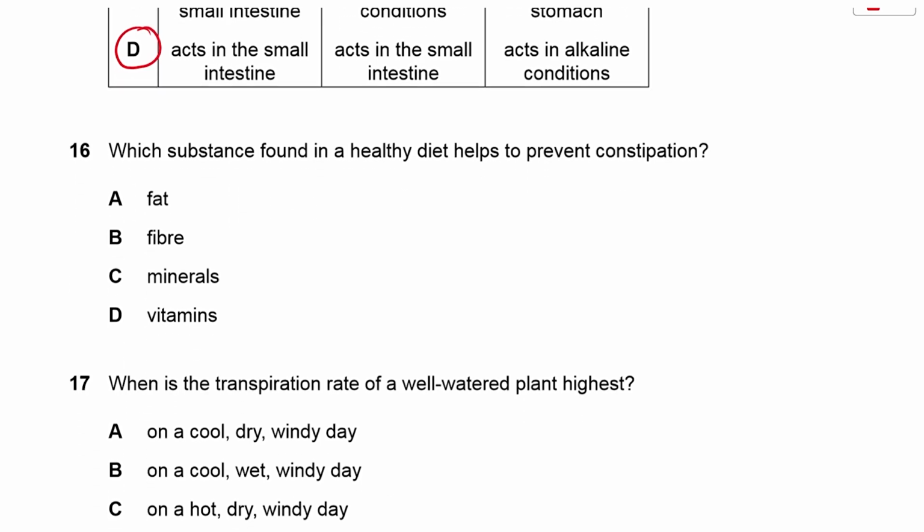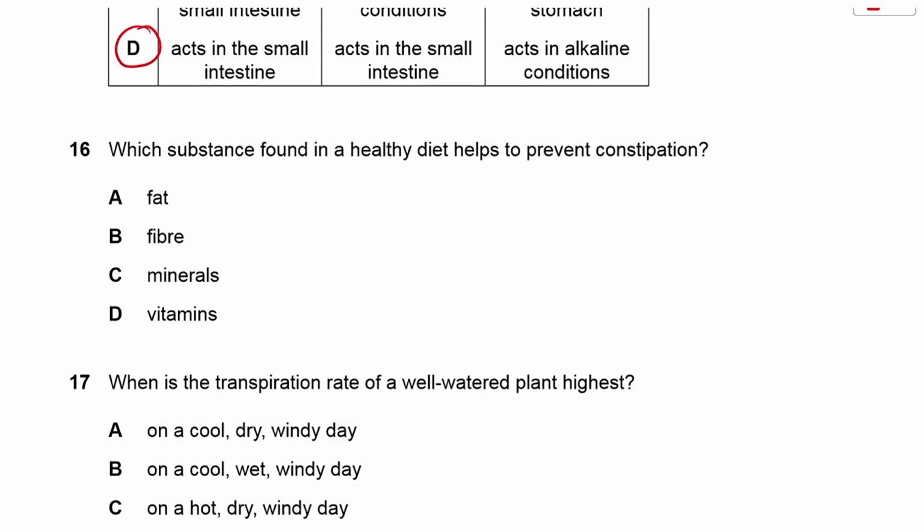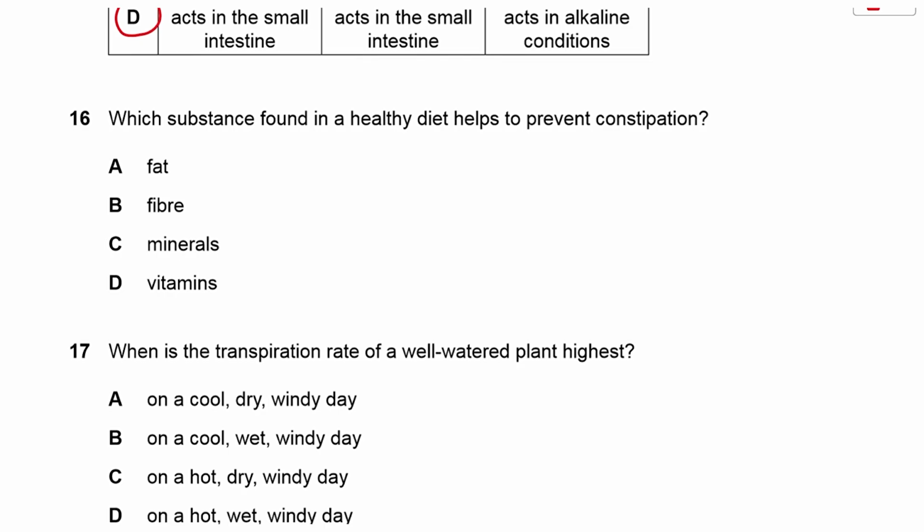Number 16 says, which substance found in a healthy diet helps to prevent constipation? So a healthy diet, so as to prevent constipation, should have foods that have fibers. Alright, so fibers are necessary to prevent constipation.